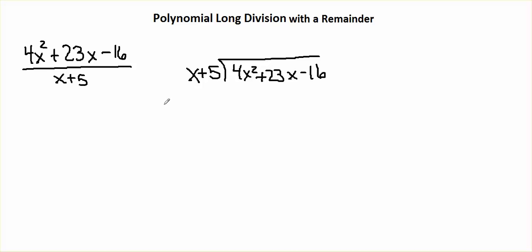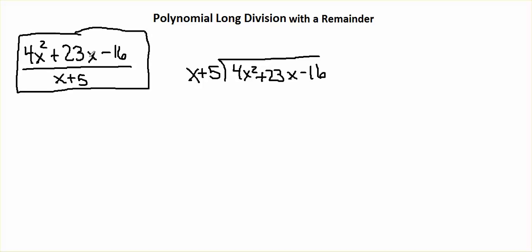Okay, for our second polynomial long division example, we're going to do a division with a remainder. All right, so the very first thing is here's our problem, and we need to solve it. As you notice, this looks a little bit different than how the problem on the last example was set up. It's 4x squared plus 23x minus 16 all over x plus 5. And if you can remember, this line right here means division. So we're going to set this up just like a polynomial long division, just like our last example.